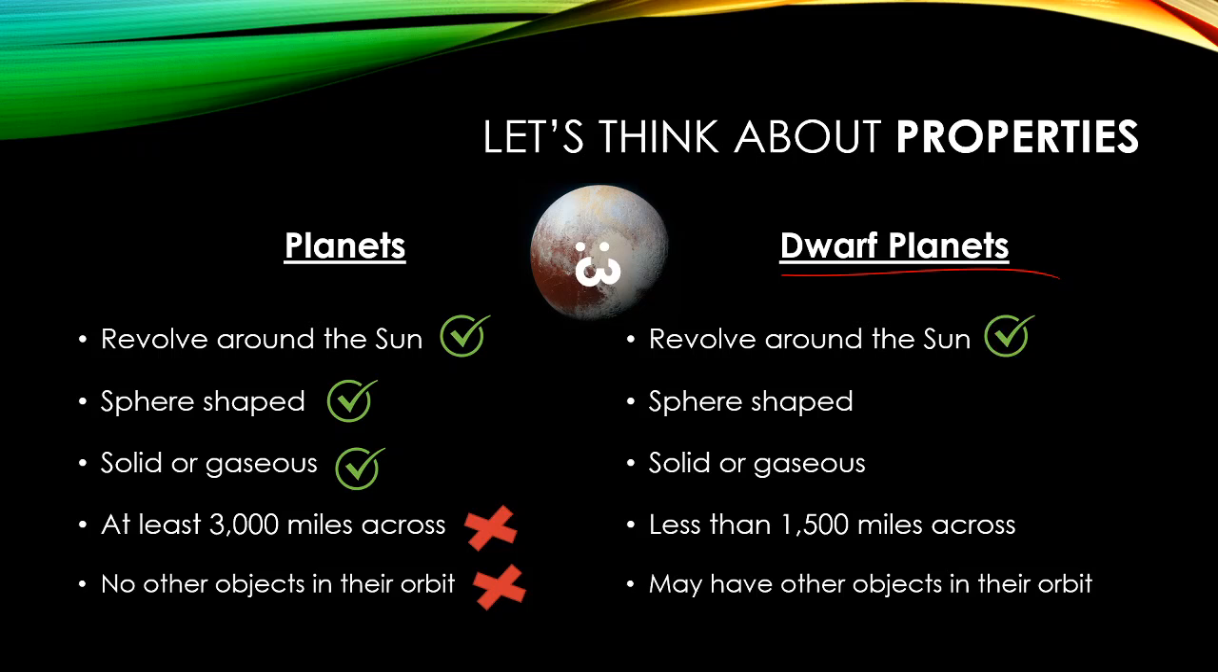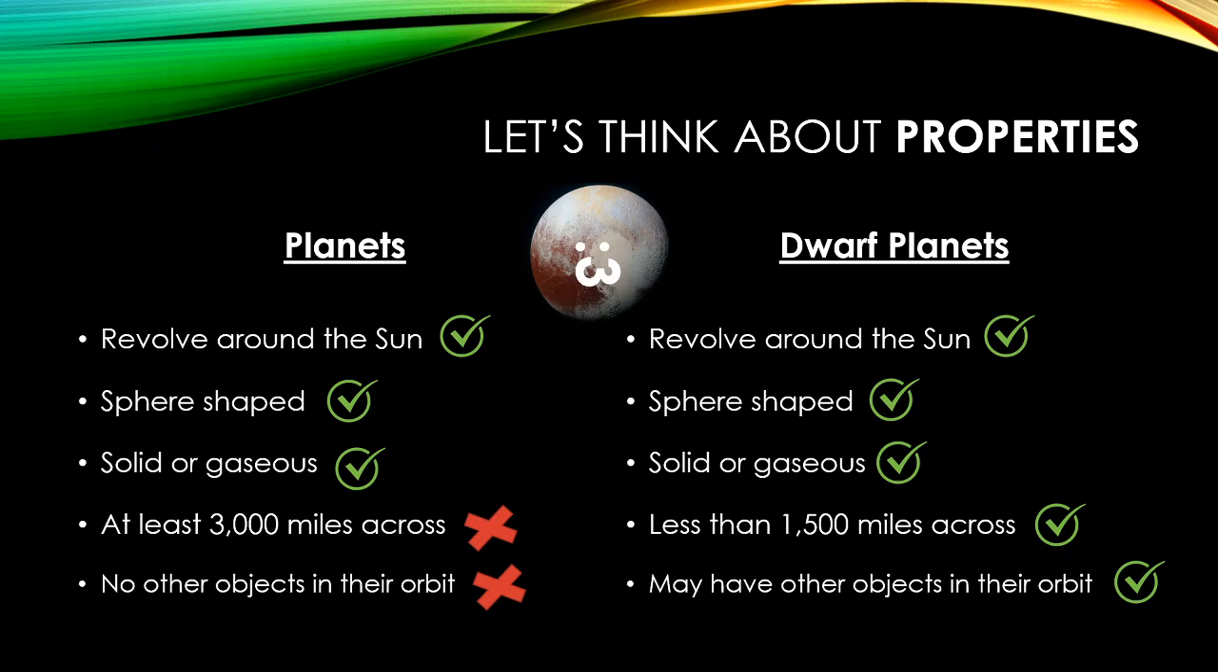Yep, Pluto's good to go. Those are also sphere-shaped. Those can also be solid or gaseous. But those are less than 1,500 miles across. And that is true for Pluto. It's less than 1,500 miles from side to side. And those may have other objects in their orbit, which is also true for Pluto.